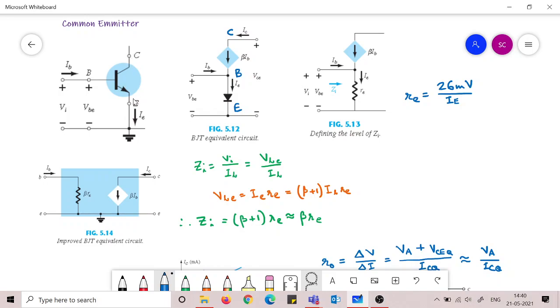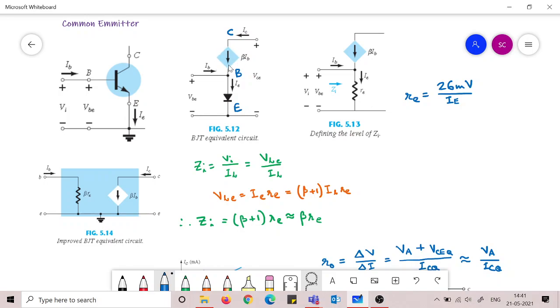What is between C and E? Between C and E, the current IC is flowing. In this part, the current IC is flowing. Between C and B, current IC is flowing. But that current is beta times the current IB. So we can treat it as a dependent current source. You have been introduced to dependent current sources and voltage sources, I believe. But even if you have not, this is depending on the current IB, so we can treat it as a dependent current source.